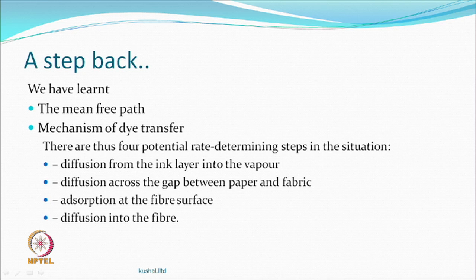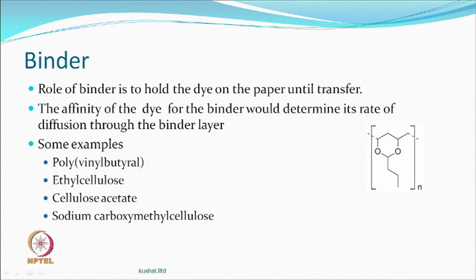So, in the transfer you have the diffusion of ink from layer to the vapor, the diffusion of the vapor between the air gap, and absorption at the fiber surface, and then diffusion. So, these are the things which take place, which are obviously governed by approximately the ideal gas laws. On the paper we have talked about what kind of paper, we have also talked about the type of dyes that we may need.